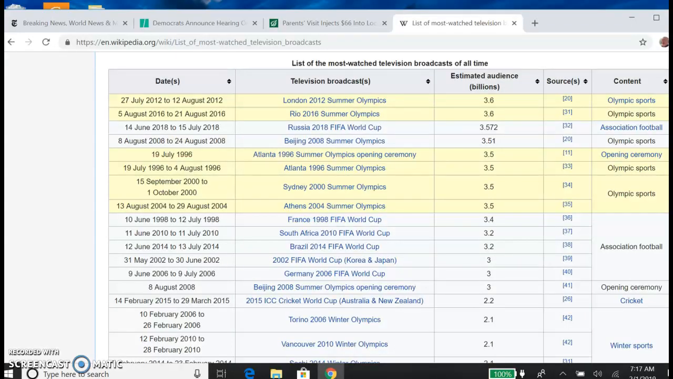What are the most watched television broadcasts of all time worldwide? So on the left here, you have dates. Then you have the programming. You have estimated audience in billions. And you have the content on the right. And it's almost all sports content. Not too surprising, is it? You've got the Olympics with a huge 3.6 billion people in the audience. And you've got, a little farther down, the World Cup.